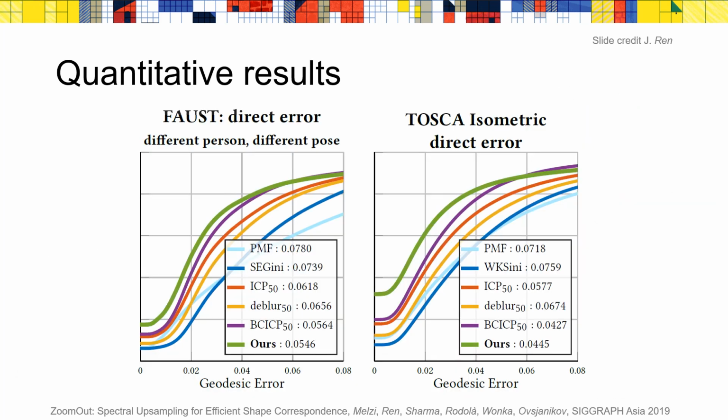Again, some quantitative results with respect to the other state-of-the-art refinement methods for point-to-point maps, and also the blurring and the noising method depicted in yellow. And as you can see, the zoom out method outperforms all the competitors.